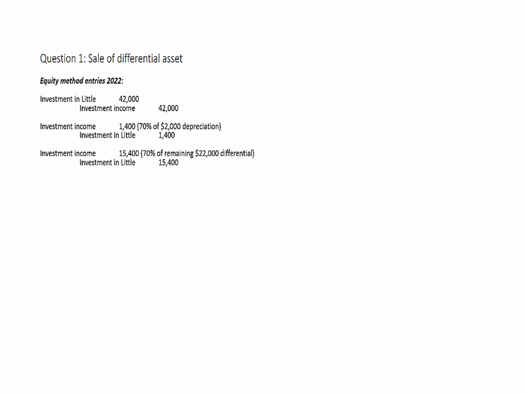Finally, let's go ahead and do our equity method entries for 2022. Again, Big company is going to report their share of Little's reported earnings, 70% of $60,000. They're going to report their share of the $2,000 partial year depreciation on that differential equipment. They're going to report their share of that $22,000 gain adjustment. Again, we reduce the gain, so we reduce our investment income. And then finally, they report their share of the $5,000 amortization of that patent differential.